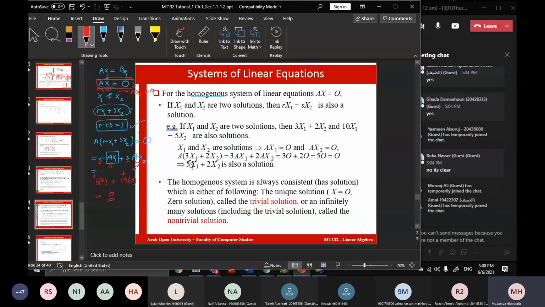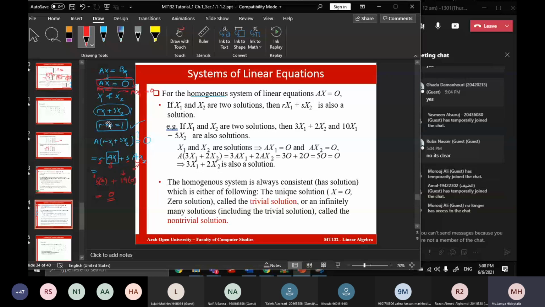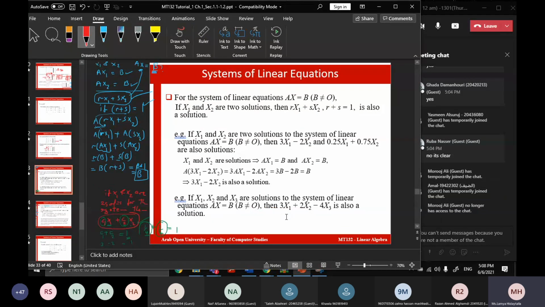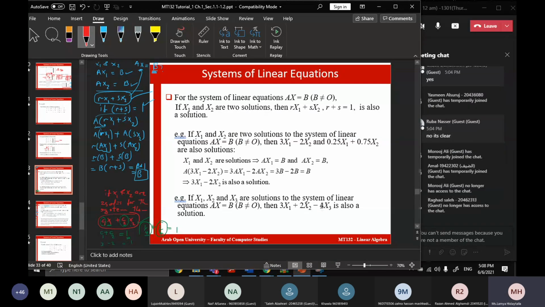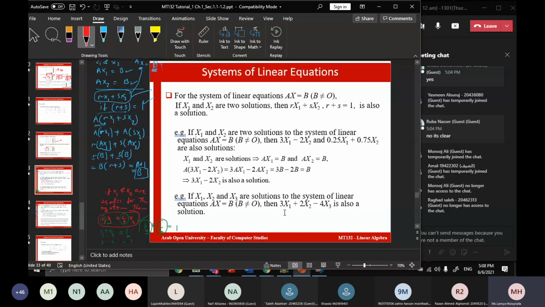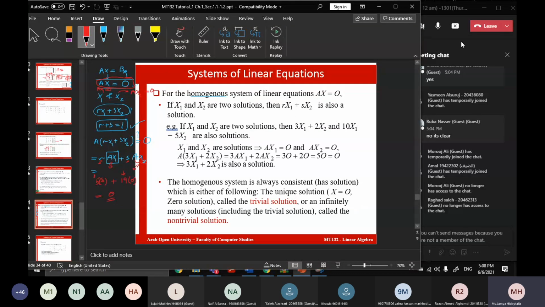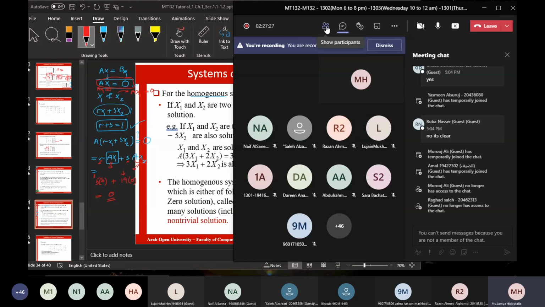Clear? And this is not only for solutions x1 and x2. This is for every number of solutions, even if they were 3. Okay, if it is not homogeneous, the addition should equal 1: 3 plus 2 is 5, 5 minus 4 is 1. But in the case of the homogeneous system, any numbers, 3 solutions, 5 solutions, 18 solutions, 100 solutions, you do the same, not only with x1 and x2. Okay, clear? So we stop here till our coming class and if you have any question you may ask.